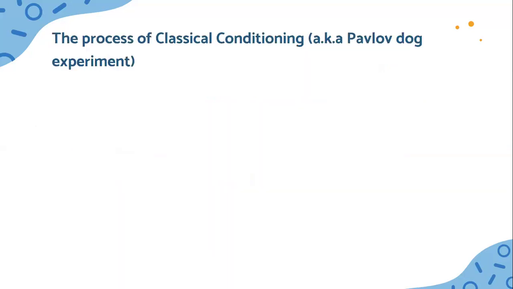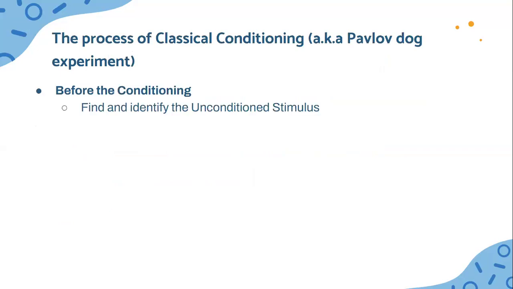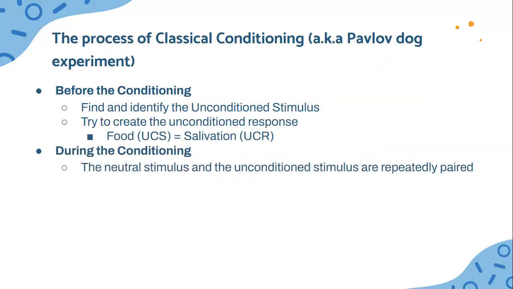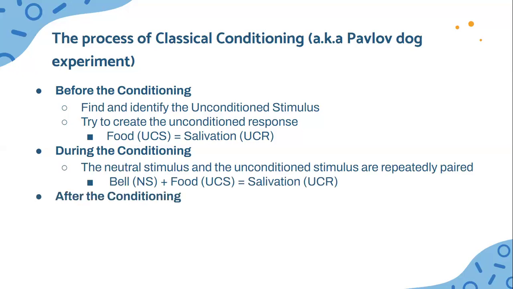appetite. So the process is that before the conditioning, you would have to find and identify the unconditioned stimulus, or UCS. You would have to try to create the unconditioned response. So food equals salivation. During the conditioning, the neutral stimulus and the unconditioned stimulus are repeatedly paired. So the bell plus the food equals the salivation, or the unconditioned response.